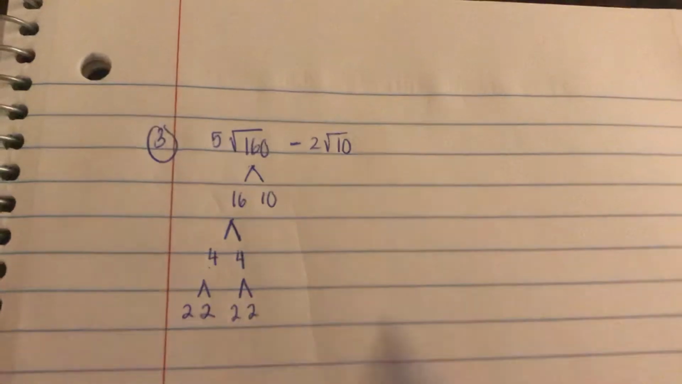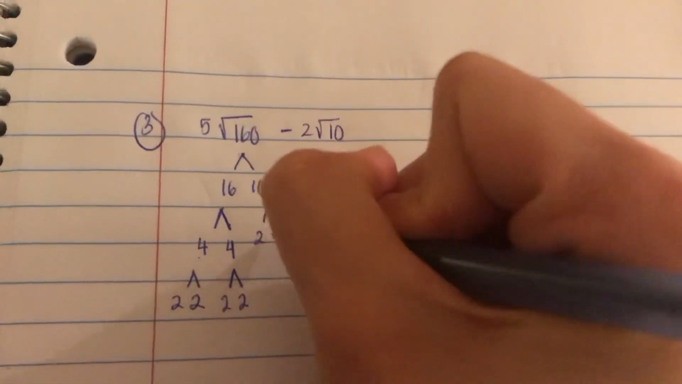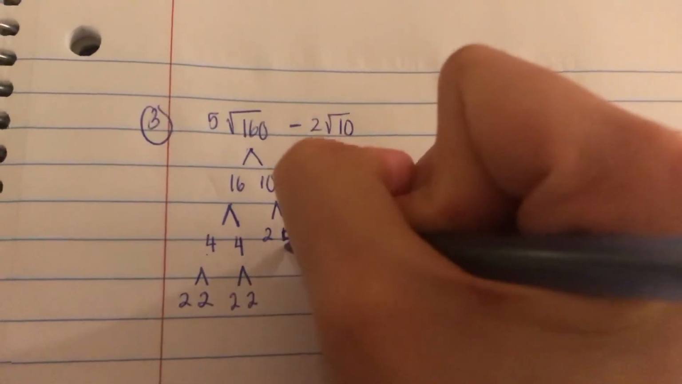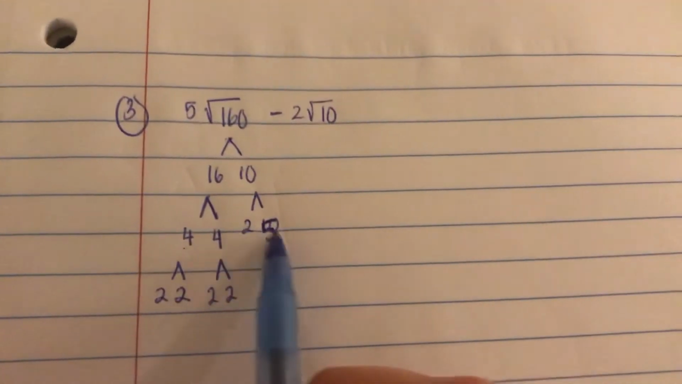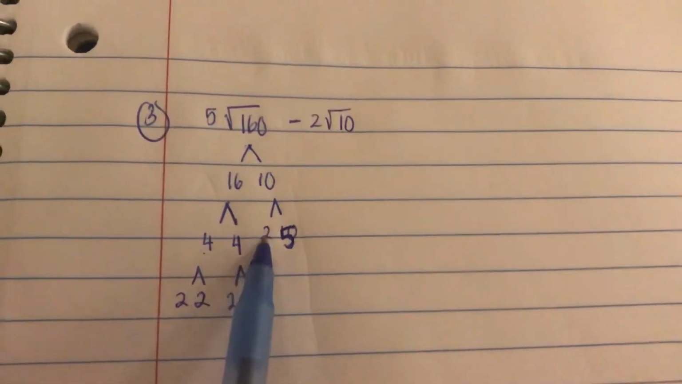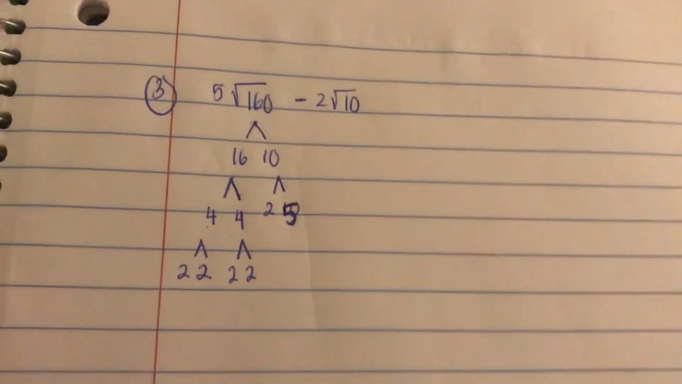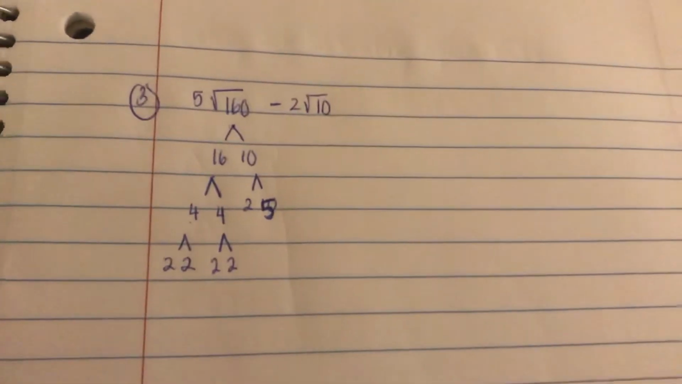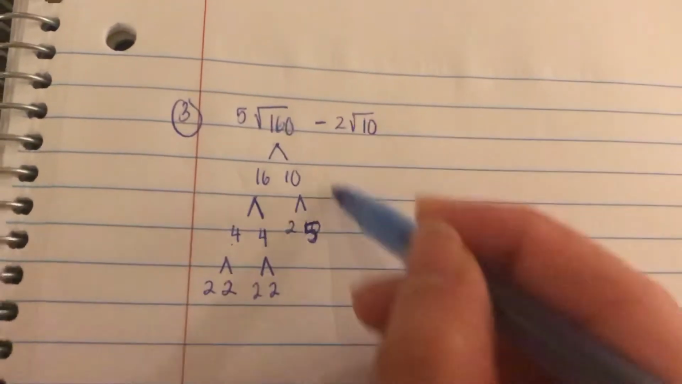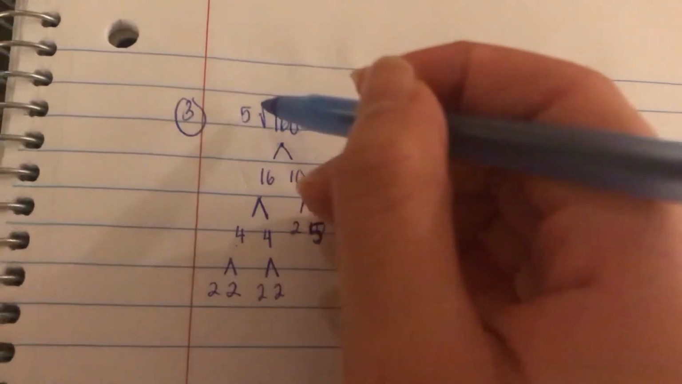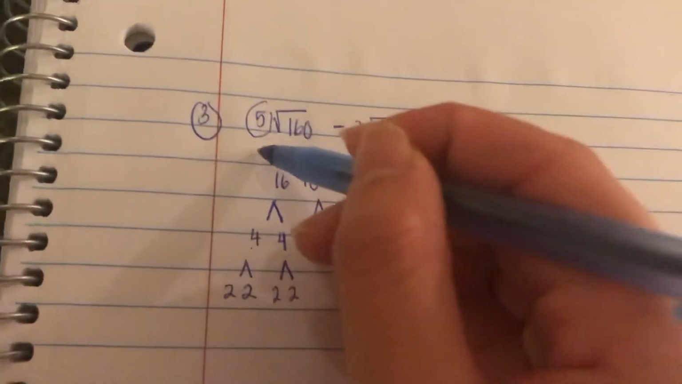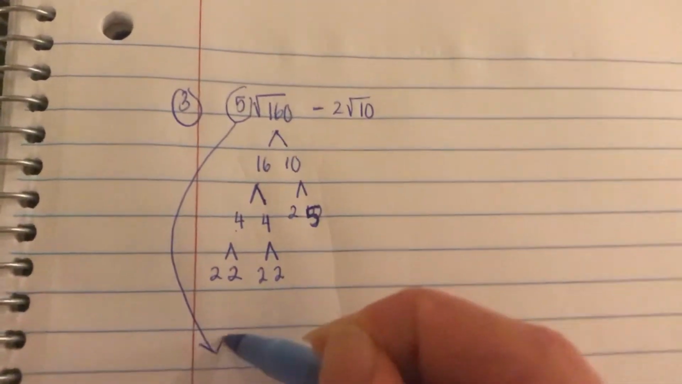We cannot forget about the 10. 2 and 5. Whoopsie, I meant 2 and 5. 2 and 5 are factors of 10 because 2 times 5 is 10. And look, 2 and 5 are prime numbers. So there we are done with our prime factorization, okay? And now keep in mind that this represents the square root. This 5, let's not forget about that 5 because that's a coefficient of the square root of 160. So we need to bring it down.